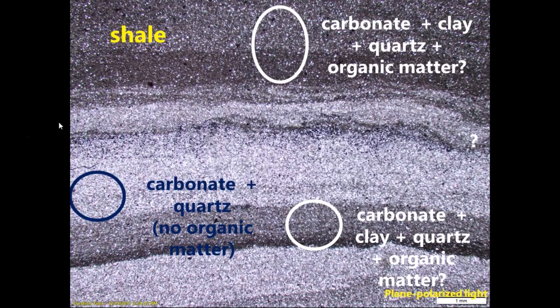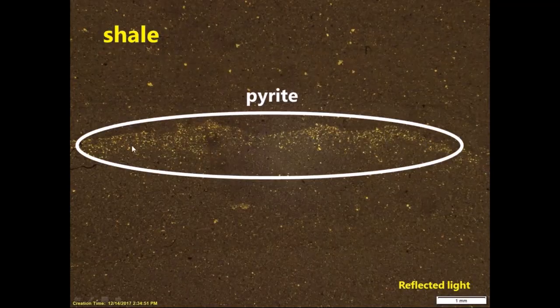Very fine-grained sediment. In plain polarized light, I can identify some of the sediment containing carbonate and clay and quartz, but then we see some of this black material in there that I can't really identify. It could be organic matter, or it could be, in this case, pyrite, otherwise known as fool's gold, right? That's an iron sulfide mineral.